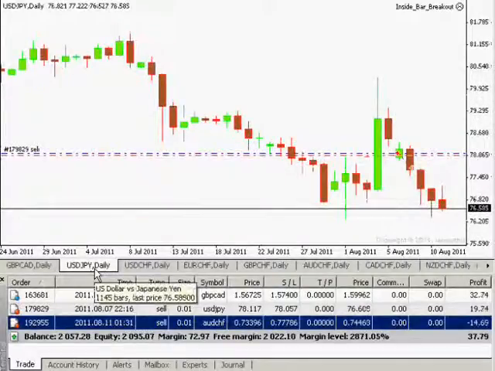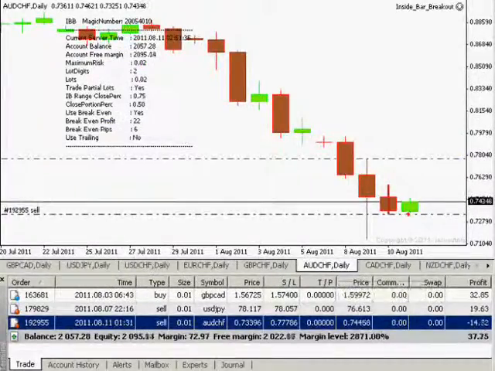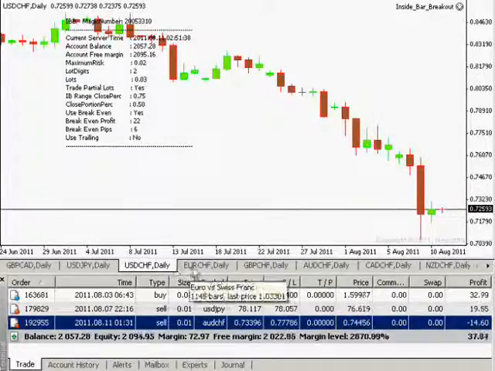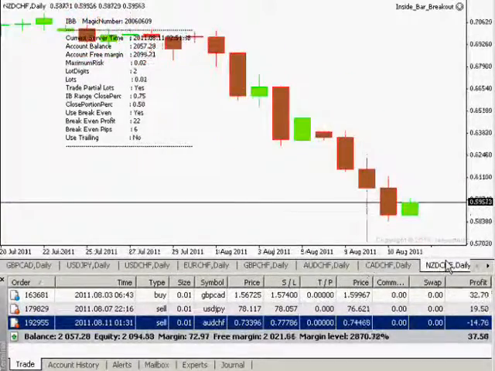Long the pound CAD, short dollar yen, short the Australian dollar versus the Swiss franc off the inside bar breakdown. And we have the inside bar breakout model active on the dollar franc, euro franc, pound franc, CAD franc, and New Zealand dollar franc. And on those 5 markets, we await a breakout.